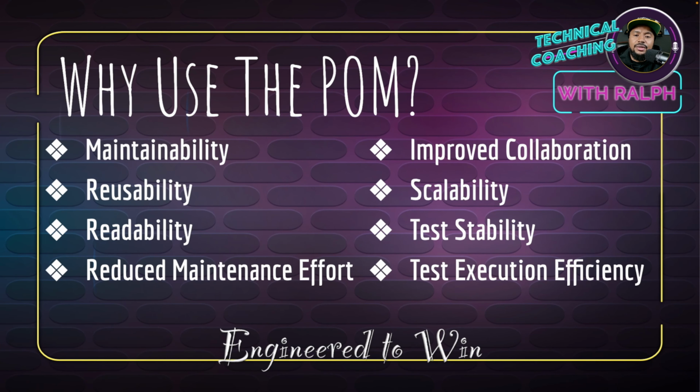So why do we use the page object model? The page object model brings maintainability, reusability. It's easy to read the code, so readability. And then the maintenance effort is dramatically reduced when using the page object model. It allows a better chance for collaboration amongst a team when it comes to automating. It allows our tests to be way more scalable and our tests to be more stable as well, which is a big problem when it comes to automation. And it allows for efficiency when executing your tests.